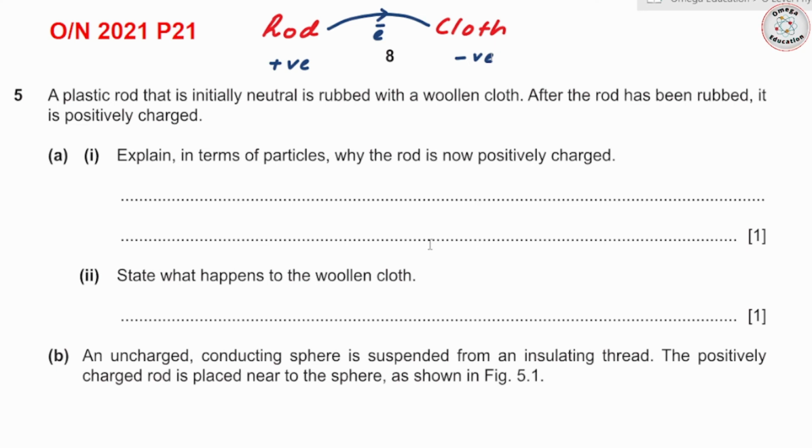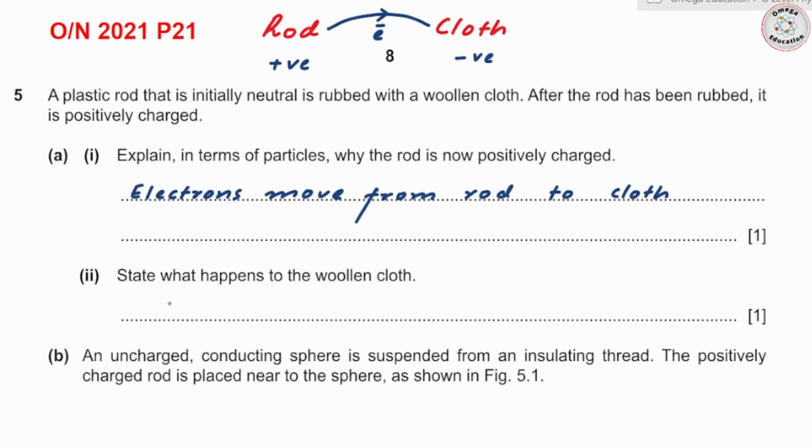Explain in terms of the particles why the rod is now positively charged. So what we write here is: electrons move from a rod to cloth.